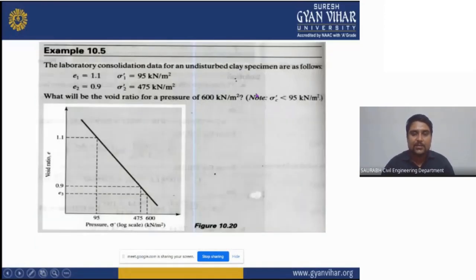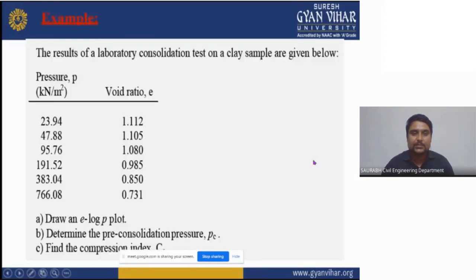Now, these types of questions will come in your exams, and we will see how we will find the result of that question. The results of the laboratory consolidation test on the clay sample are given below. If you take the clay sample for doing the consolidation test, you have to do it like this. First will be the pressure, on which pressure, and what is the ratio of e, meaning what is the void ratio?